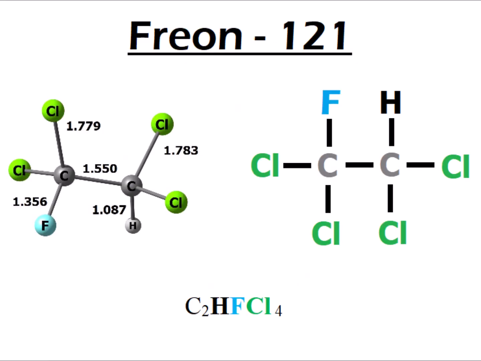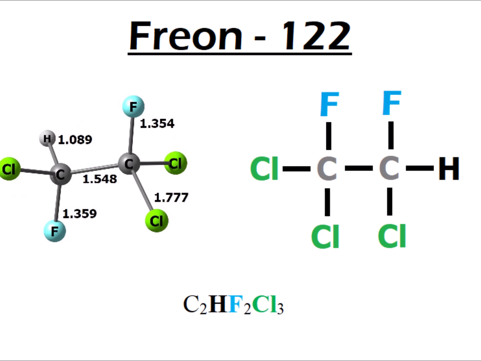And here we see the molecular structure of Freon 121 with the optimized geometry shown on the left and the stick version of the structure shown on the right-hand side for C2HFCl4, Freon 121. For Freon 122, we have the molecular formula C2HF2Cl3, and we have the optimized geometry on the left and the stick version of the structure shown on the right.